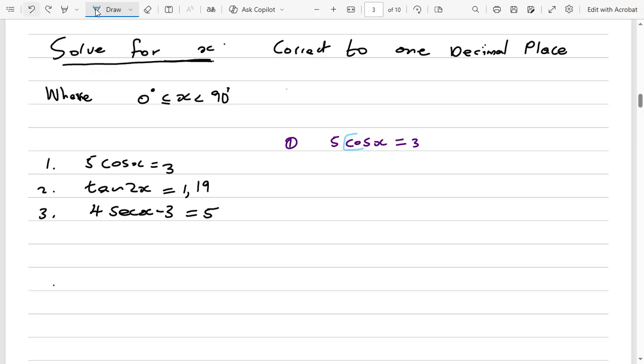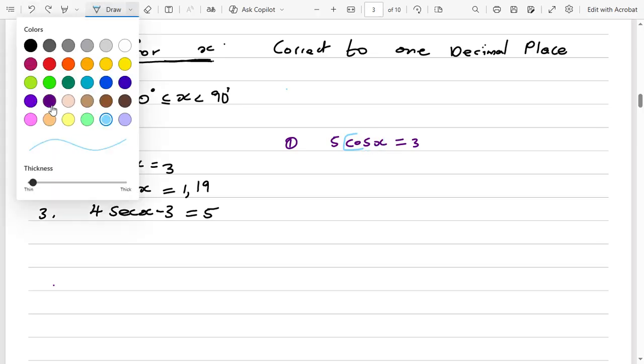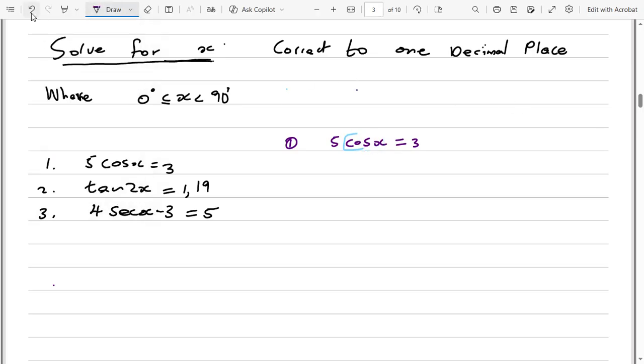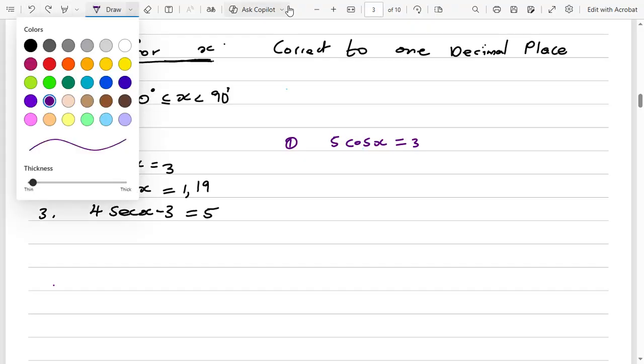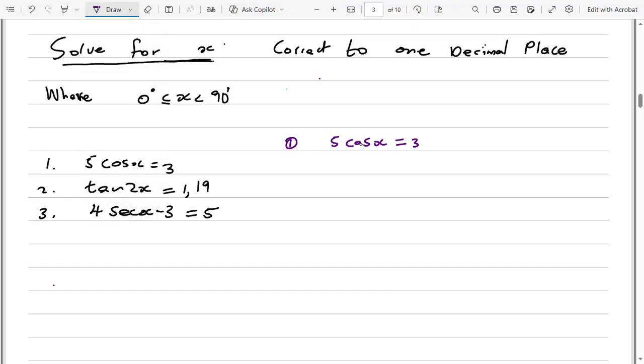I'm not sure if this makes sense. Do you get it now? Okay, so you need to put it on one side. Next, divide both sides by that 5. Divide both sides by 5. Therefore, this gives us cos x to be 3 over 5.